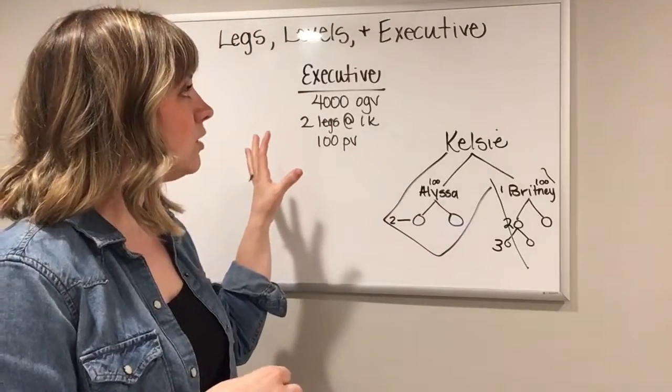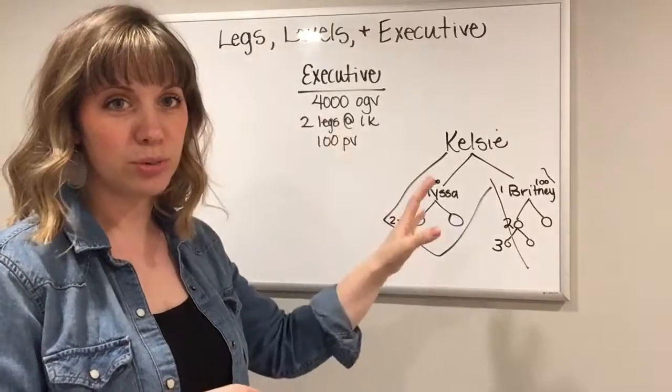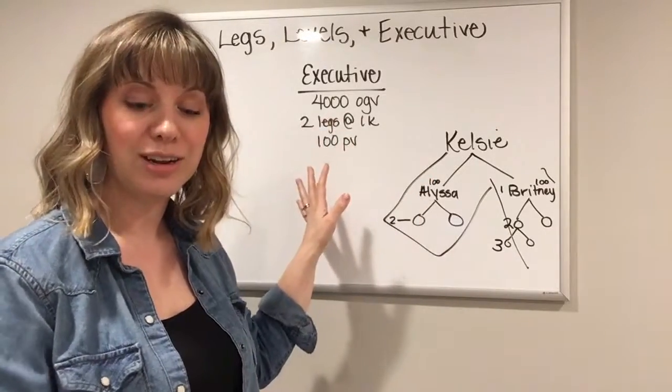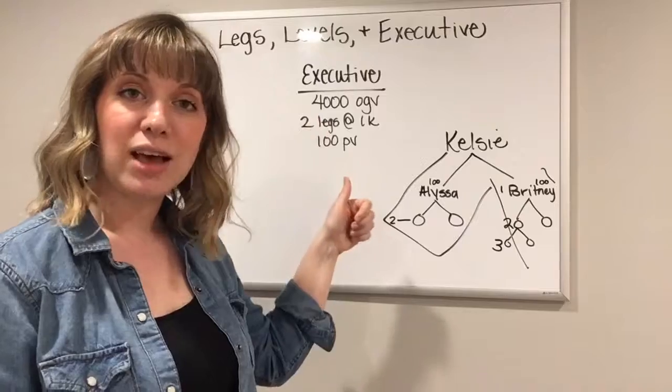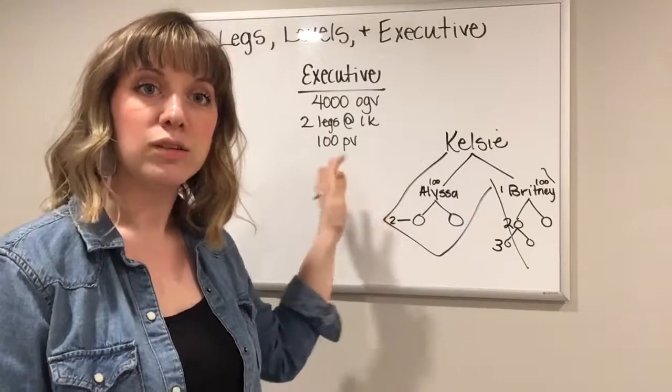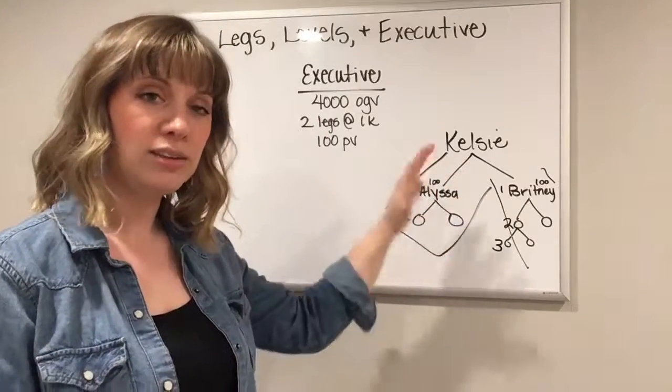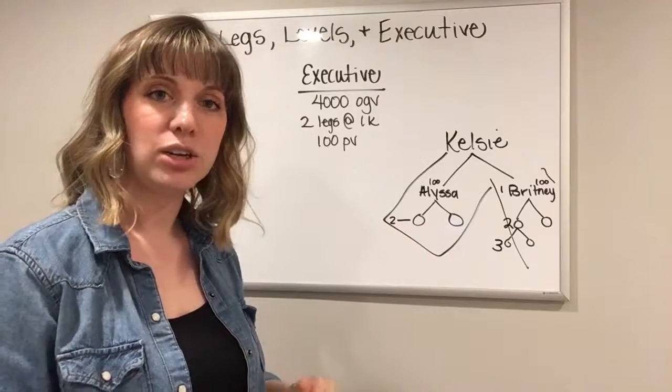So as we continue to look at the comp plan and the ranks and we move forward, those legs and those levels are still going to come into play. Executive is that first rank that you need to have legs. So hopefully now you can understand the difference between legs and levels and see how that works in your organization as you grow your team.